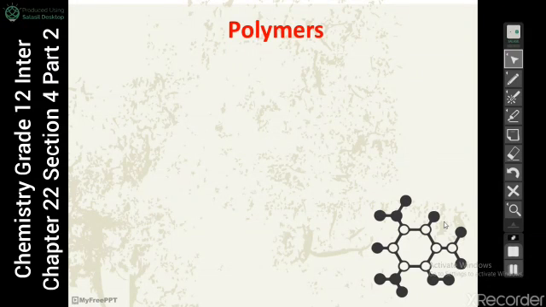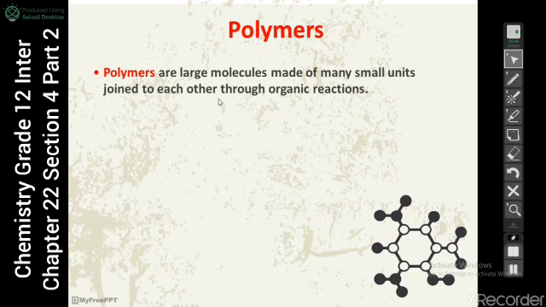The last part in this section is something called polymers. Polymers is one product of organic reactions. What is the meaning of polymers? Polymers are large molecules, very large molecules, made of many small units, joined to each other through organic reactions.